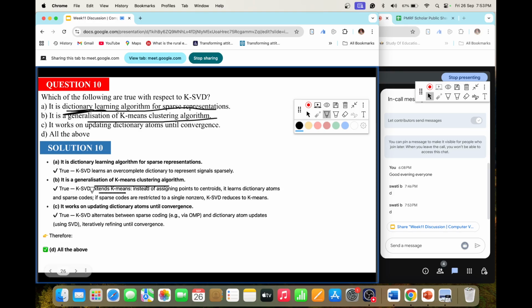KSVD extends k-means. So the first step is k-means, and after that is KSVD, because KSVD is k-means plus your OMP or any other matching pursuit algorithm. And option C, it works on updating dictionary atoms until convergence. So yes, true: KSVD alternates between sparse coding and dictionary atom updates, iteratively refining until convergence. So all are true, and option D is the correct answer. Again, it is a totally theoretical question.